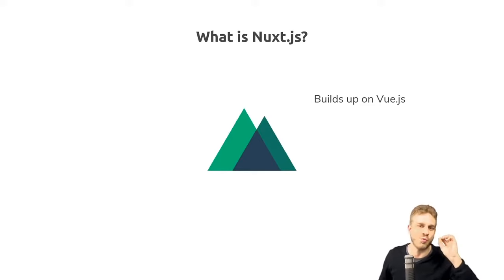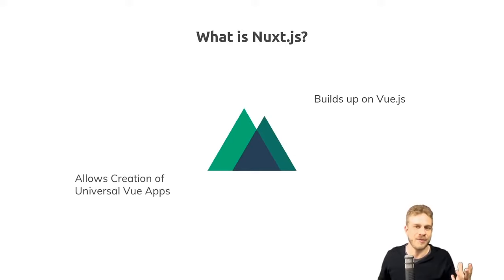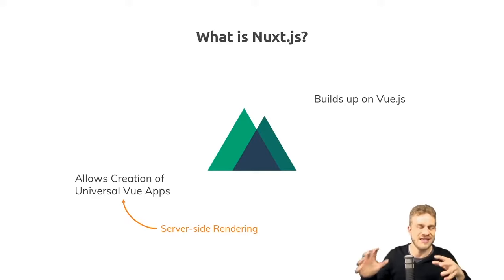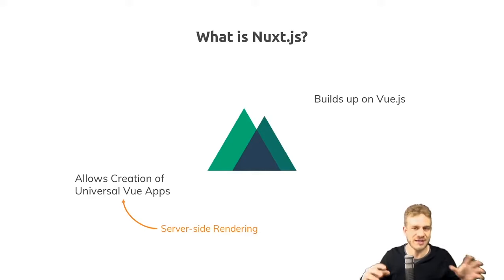For example, and that's one major focus of Nuxt.js, the creation of universal apps. With universal, I simply mean apps that are also rendered on the server. Now, that is important to understand as it's often misunderstood. We don't use Vue.js and we also don't use Nuxt.js on the server as we do use Express or Hapi or Adonis.js or something like that. It's not a server-side framework. It just allows us to pre-render views on the fly on the server.